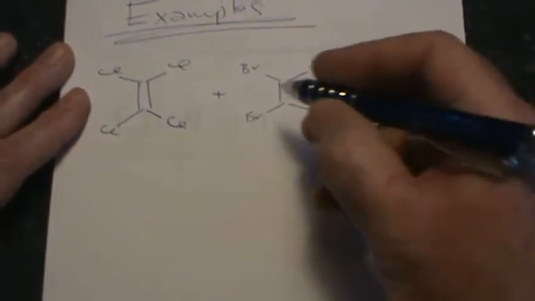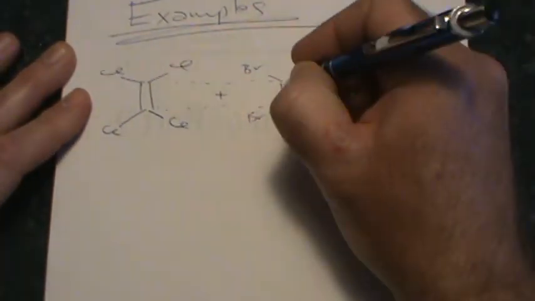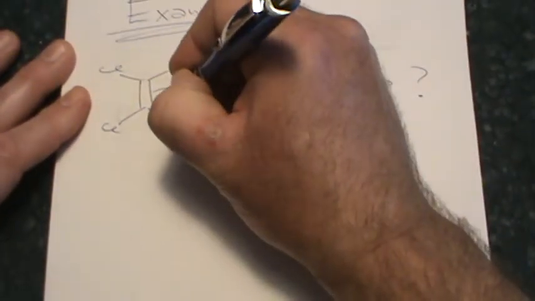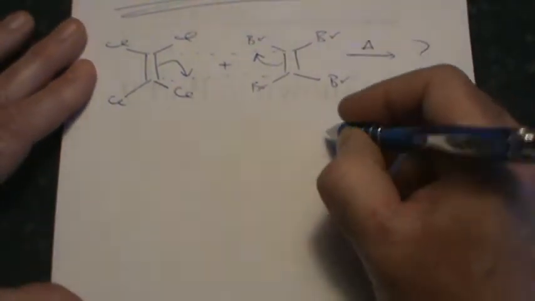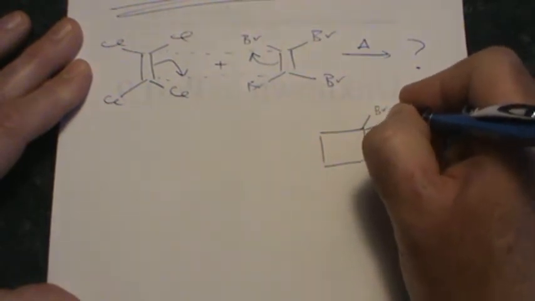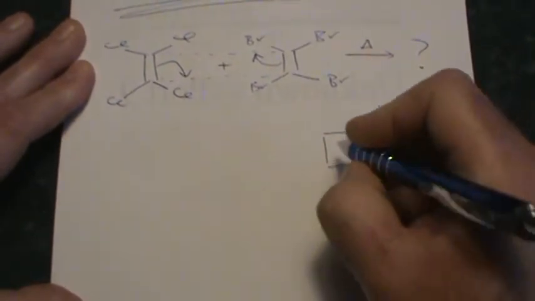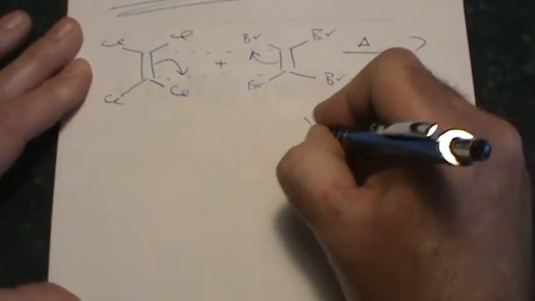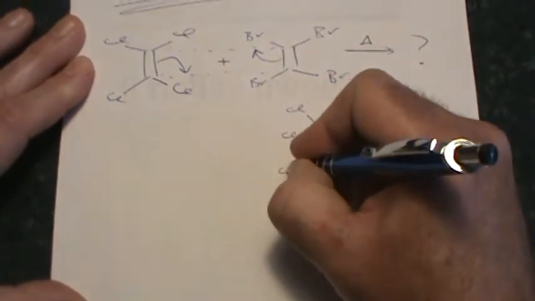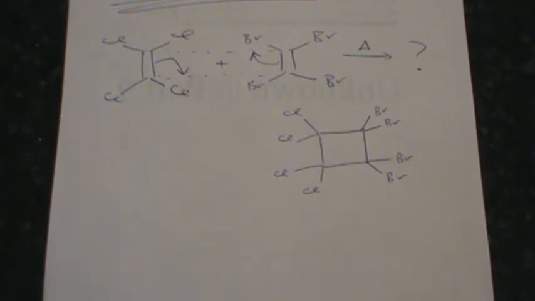Well, in this cycloaddition, I would be forming a four-membered ring, and my arrow formalism would look something like that. The product, if it forms, would be a cyclobutane, which would look something like that. So that's what the product would look like, but the question is, is this reaction allowed or forbidden?